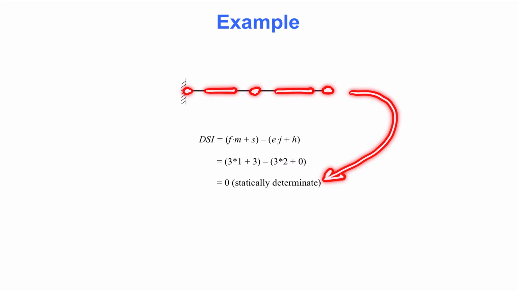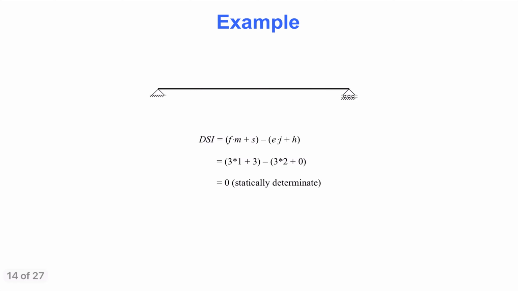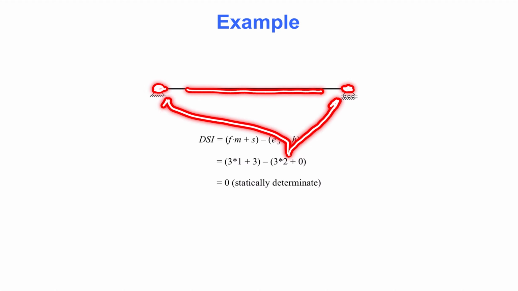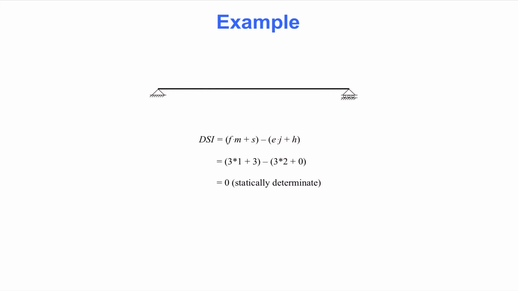The next slide shows an example that is nearly as simple as the previous one. Here are 3 unknown forces in the one member. There are 2 unknown reactions on the left-hand side and 1 unknown reaction on the right-hand side. There are 3 equilibrium equations for each of the 2 joints. The result is that the simply supported beam is statically determinate.